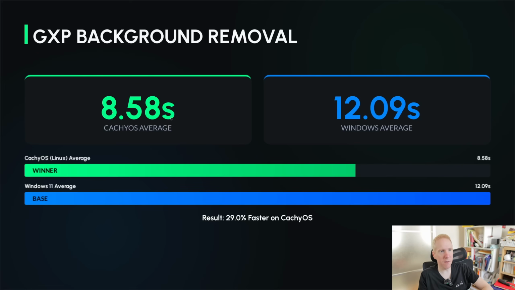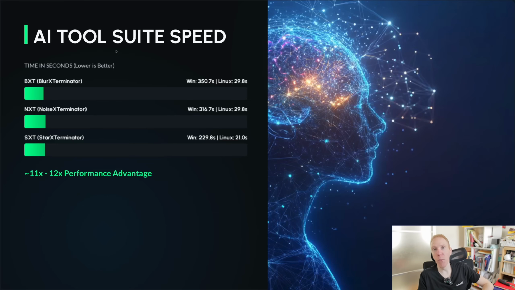like 3.5 seconds here. Then we come to the full AI tool suite that I always use, which is Blur Exterminator, Noise Exterminator, and Star Exterminator. So this is not so much, well, it is in a way Linux versus Windows if you're using an AMD GPU. At least I believe RDNA3 and RDNA4 series of GPUs will work with hardware acceleration under Linux. And it's not currently possible under Windows, although I expect this to change in the next year or so. I don't know, we'll see for sure soon.